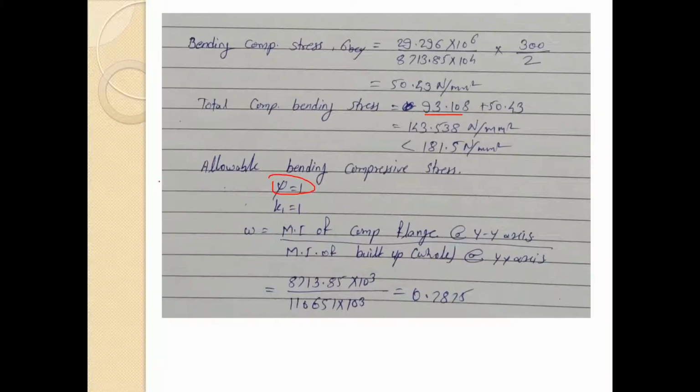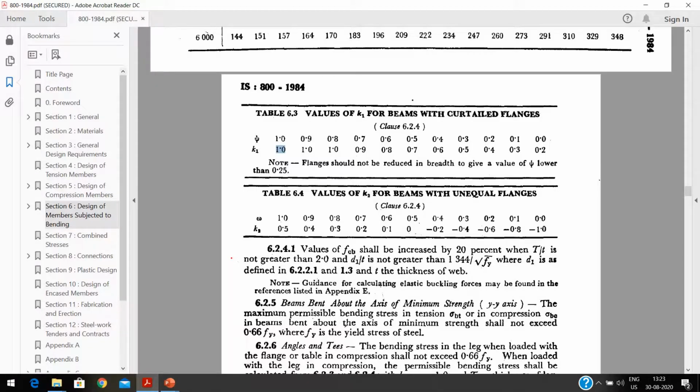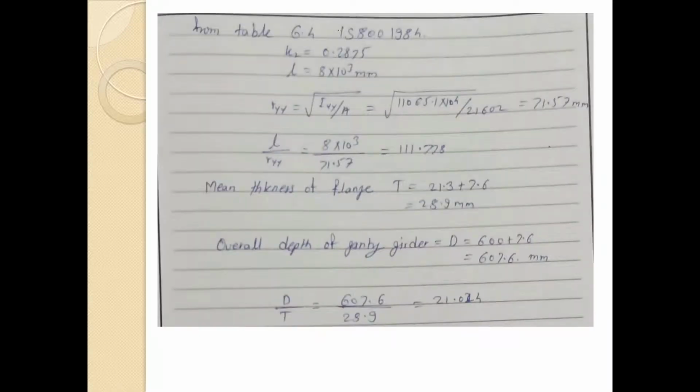Remember all these things. So the MI of compression flange is 8713, as we have calculated earlier, divided by the whole section, that is 11,065, and the ratio becomes 0.7875. So for that value, it must be in between these two, that is 0.2 to 0.3. So we are getting K2, that is 0.28, by interpolating. The length we know, that is 8 meters.